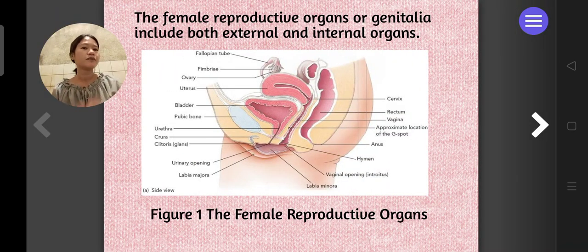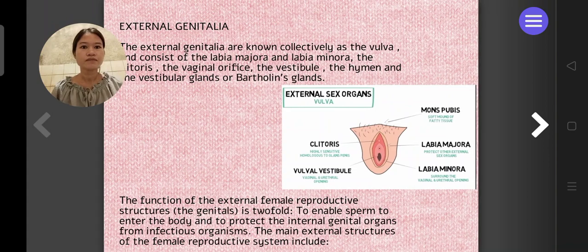And here's our figure number 1, the female reproductive system. As you can see, the female reproductive organs or genitalia include both external and internal organs. So, makikita nyo dyan yung lahat ng parts ng female reproductive system. So, we have first external genitalia. Pag-usapan natin yung external genitalia na to.